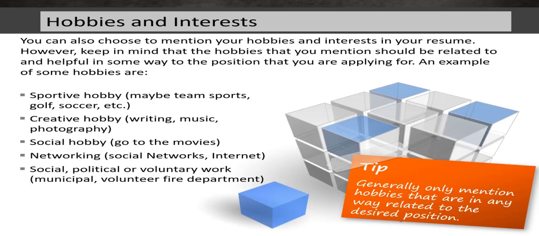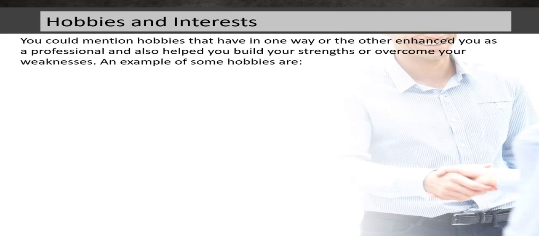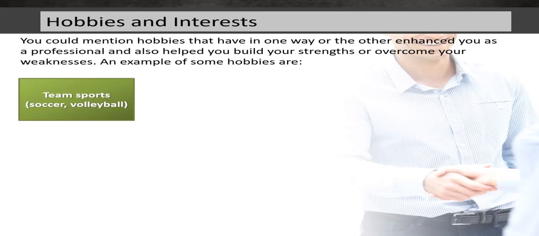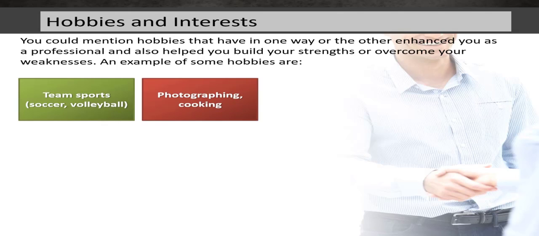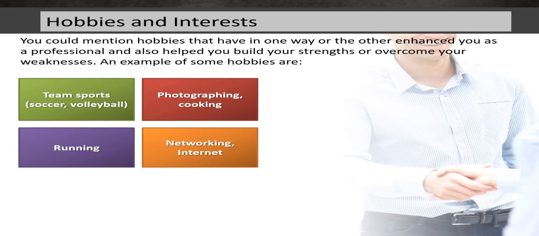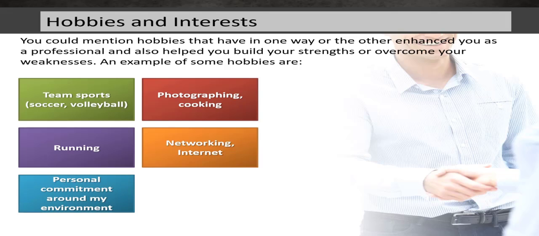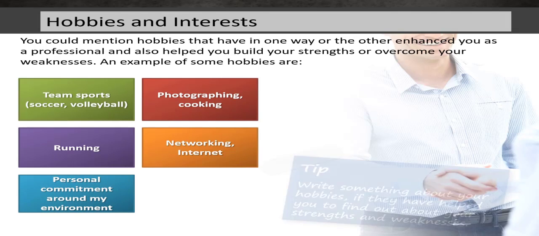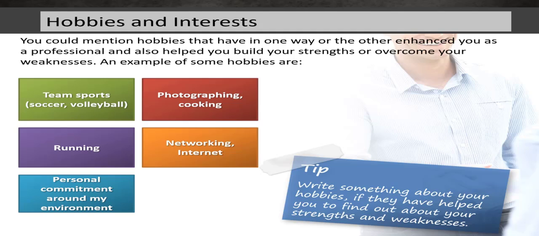You can mention hobbies that have in one way or the other enhanced you as a professional and also helped you build your strengths or overcome your weaknesses. Examples of hobbies are team sports such as soccer or volleyball, photographing or cooking, running, networking or internet, personal commitment around my environment. Here's a tip: write something about your hobbies if they have helped you to find out about your strengths and weaknesses.